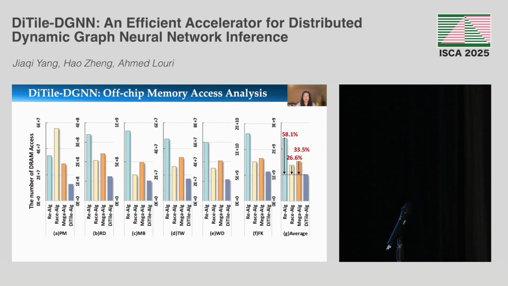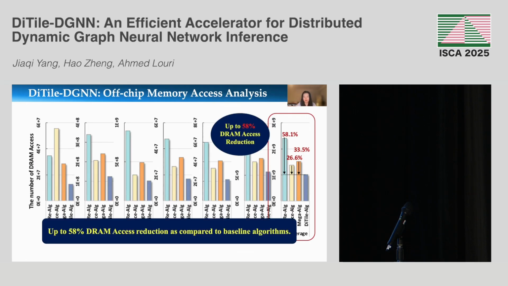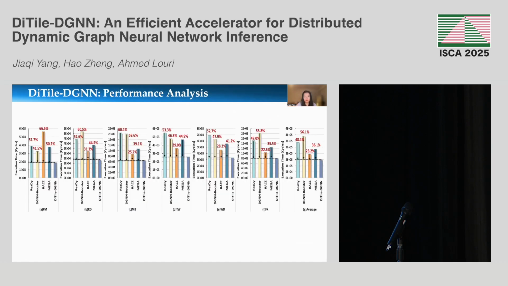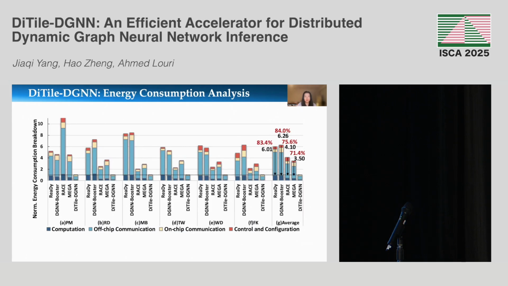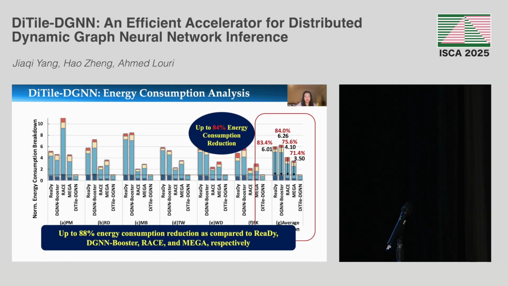DiTile-DGNN reduced off-chip memory access by up to 58%. This is primarily due to reuse-aware tiling and redundant computation elimination between snapshots. For the performance analysis, DiTile-DGNN achieves up to 56% execution time reduction as compared to ReDy, DGNN-Booster, RISE, and Mega respectively. For the energy consumption analysis, the DiTile-DGNN accelerator achieves up to 84% energy consumption reduction compared to the state-of-the-art accelerators.